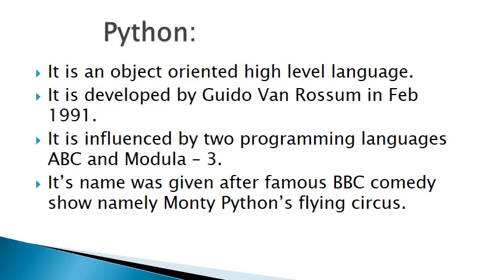It was developed by Guido Van Rossum in February 1991. It is influenced by two languages, ABC and Modula 3. It means it inherits features from these two languages. Its name was given after the famous BBC comedy show of that time, namely Monty Python's Flying Circus.